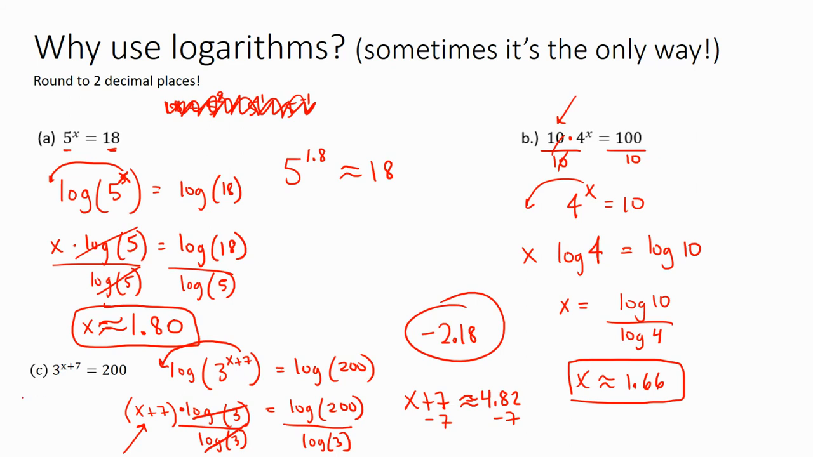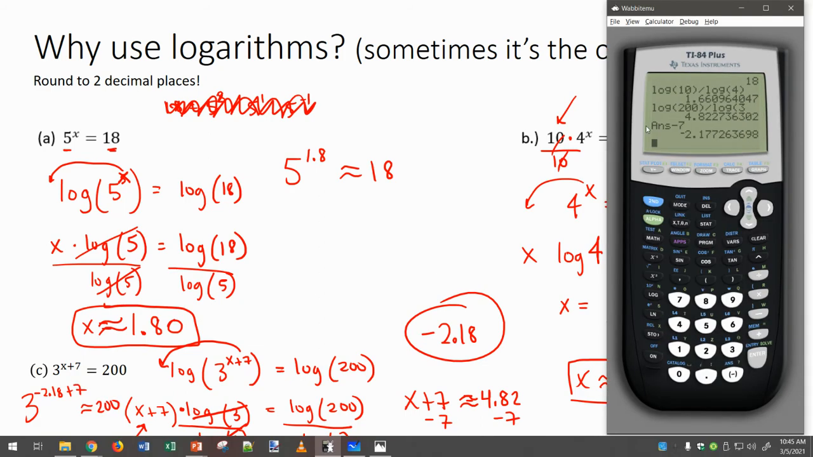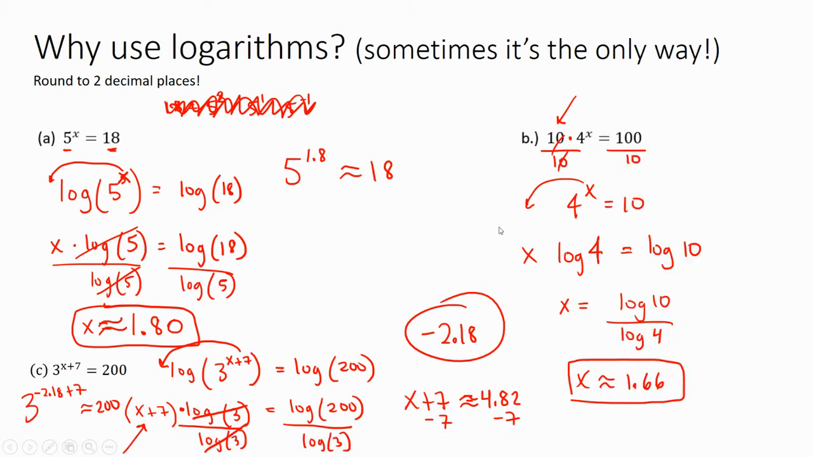Let's plug that back in. 3 to the power of negative 2.18 plus 7 should be close to 100, but not exactly. So 3 to the power of negative 2.18 plus 7. I'm going to have to do parentheses if I do some operations within the power. And that should be about 200, and it is. Okay.